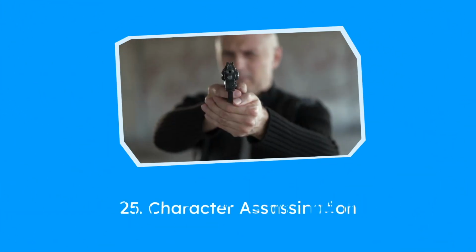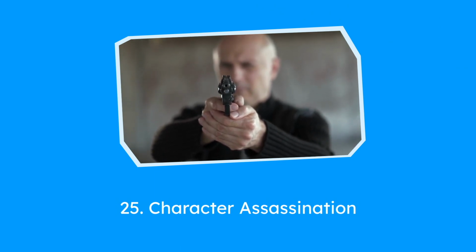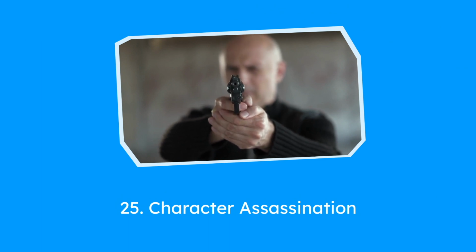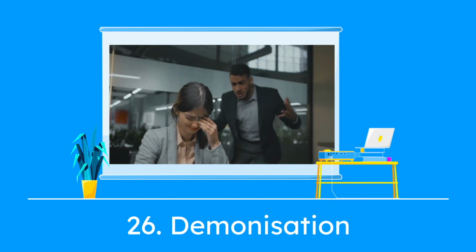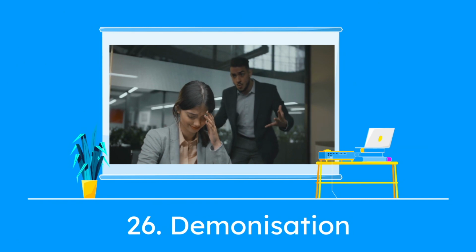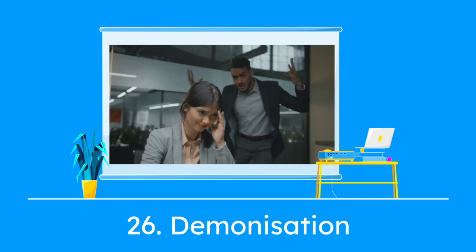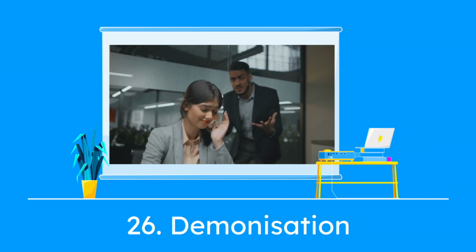Number 25, character assassination. This is when you focus on destroying the credibility of a person or organization that is against you, using false accusation, planting rumors, and manipulating information. Number 26, demonization. This is when you associate all faults or arguments against your point to one particular group in order to make them sound evil and irrelevant. A very nasty technique to use.